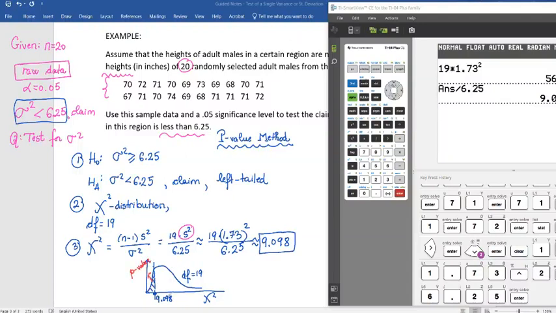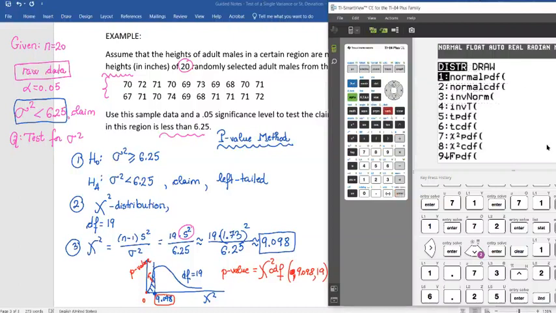How do we find the p-value? Well, the p-value can be found by using a function under the distributions. And that function is chi-square CDF. We have to state from where, which will be 0, to where, which will be 9.098, and degrees of freedom, 19. So this is very similar to normal CDF or t CDF. We have this on the calculator, so we will use it. Just go to second VARS, and you will see the chi-square CDF, option 8.